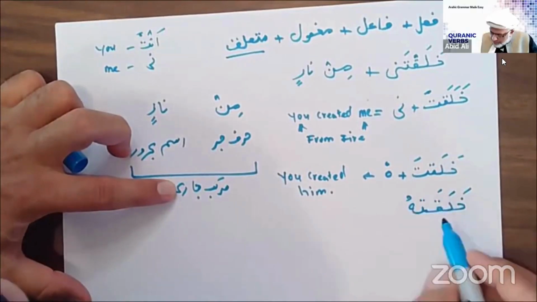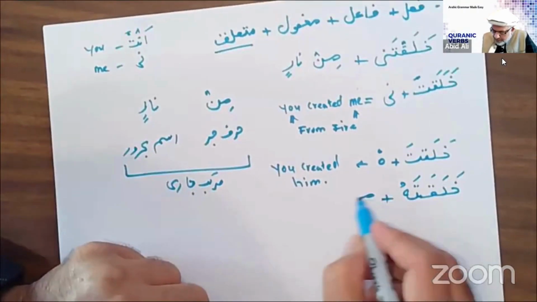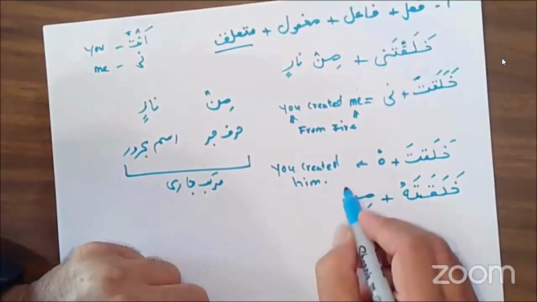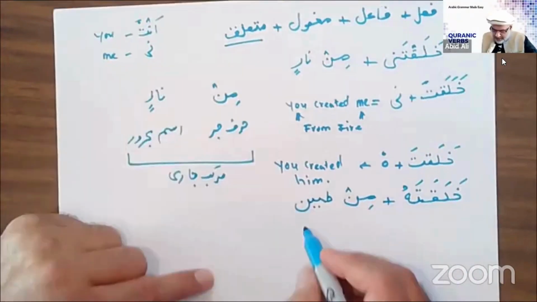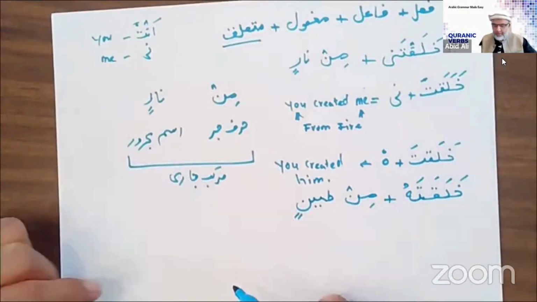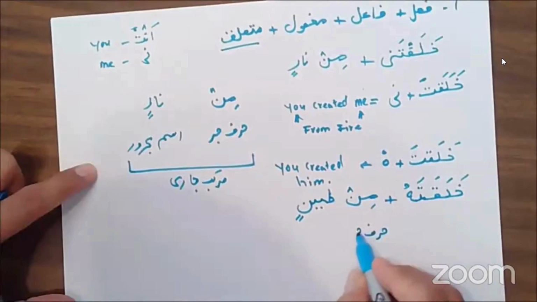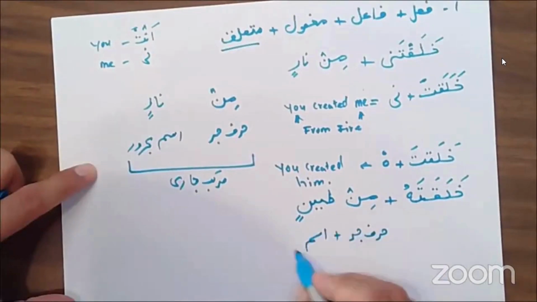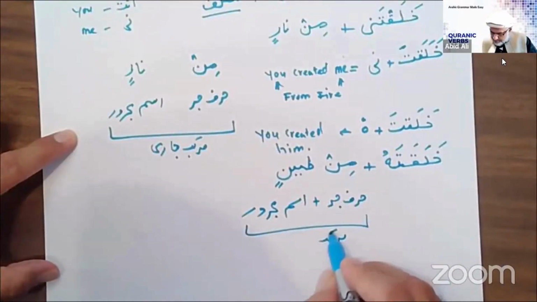Now, if I want to give you mutalik, it will be min turabin. What is min teenin? It's going to be min teenin, because teenin is harf jar. And this is ism majroor. And this is murakkab jari. Agree?